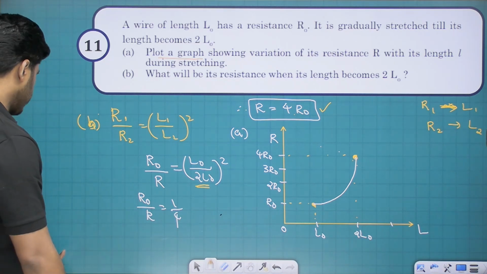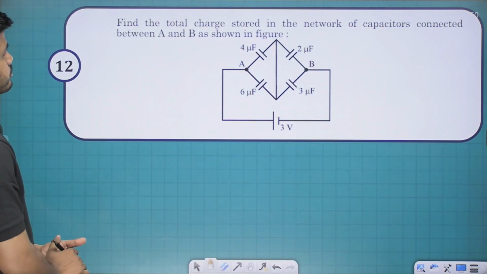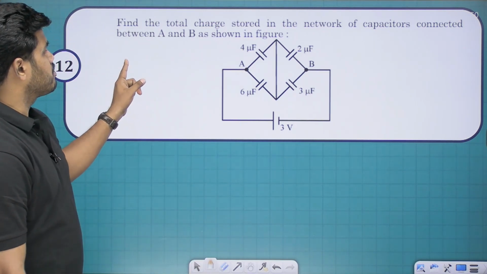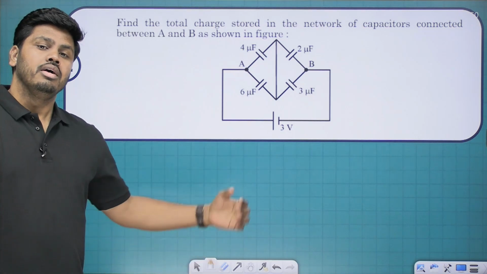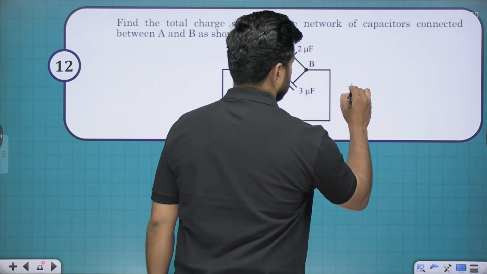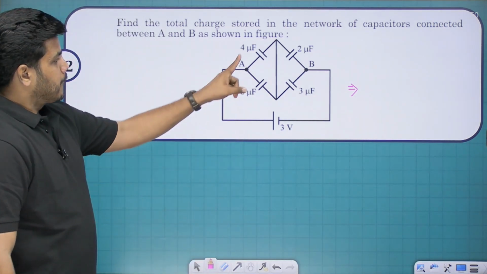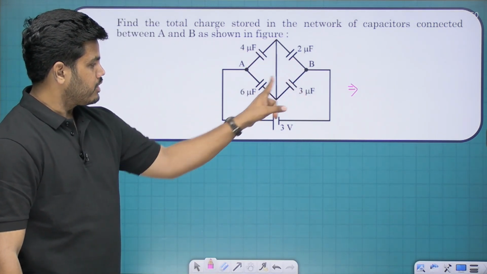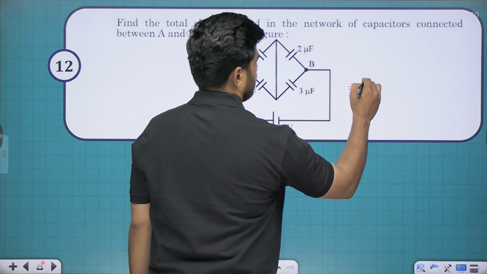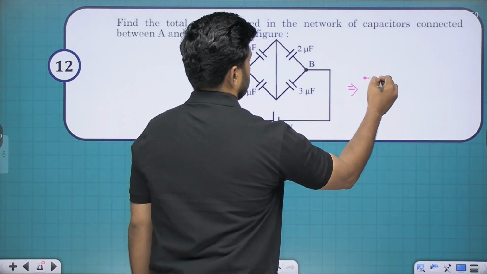Okay, right. Question number 12. Find the total charge stored in the network of capacitors connected between A and B as shown in the figure. A combination of capacitors is given. See, this we can simplify further. That will be easier to solve then. We have 4 microfarad and 2 microfarad, 6 and 3 here. So between A and B, this is the point A, suppose.